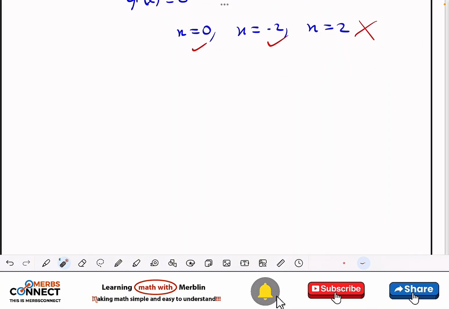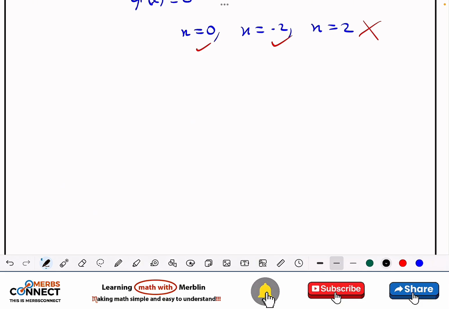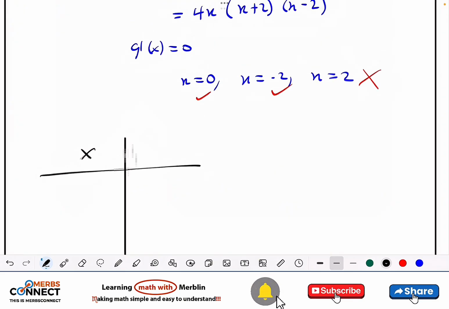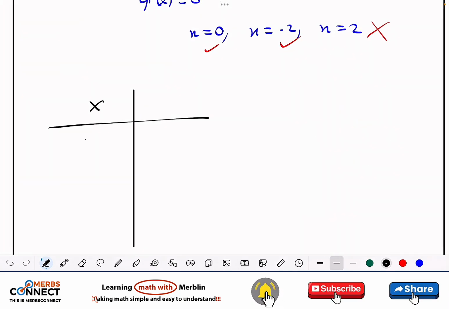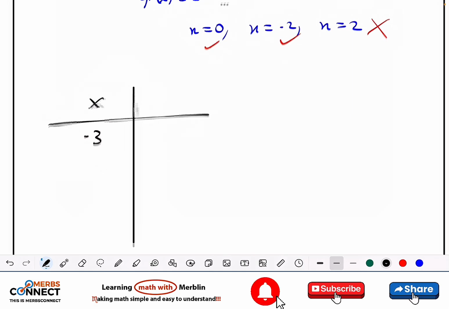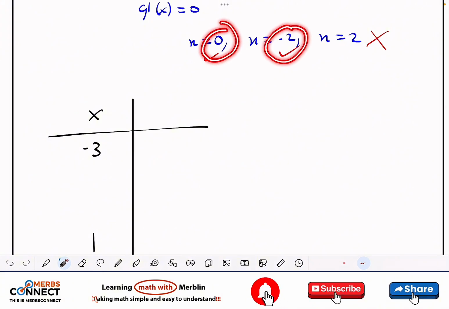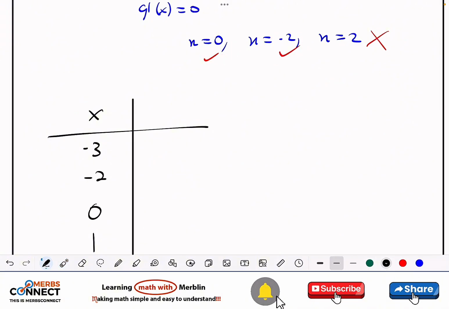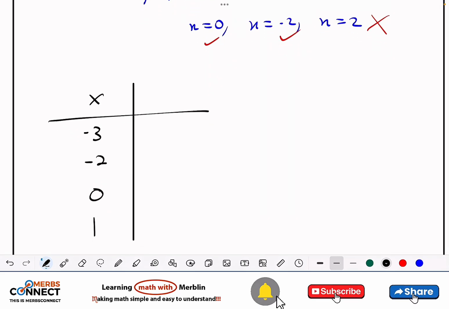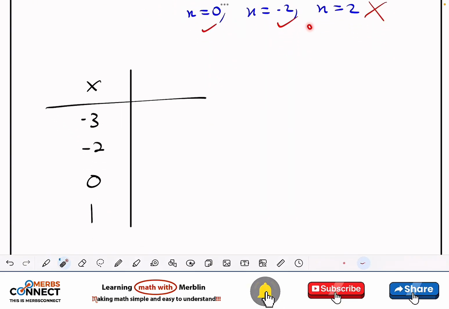But this one, we don't use a sign chart, we use the table, right? So we have this table. We have x. What are the endpoints? Minus 3 up to 1. But in between, we have minus 2 and 0. So that's the reason why they are in. When you want to pick, 2 is not in between minus 3 and 1.